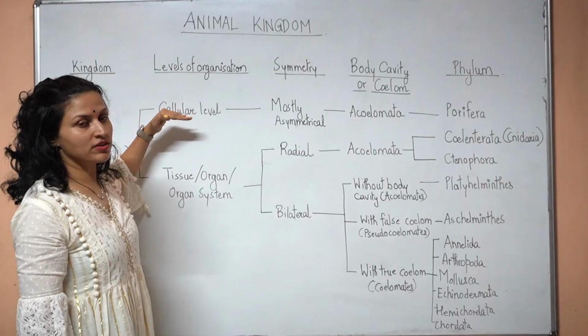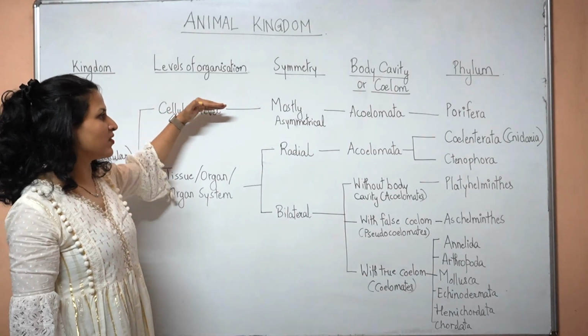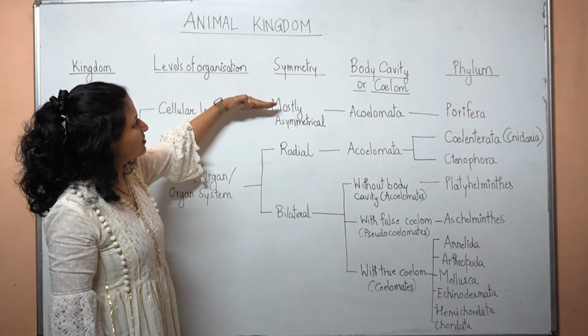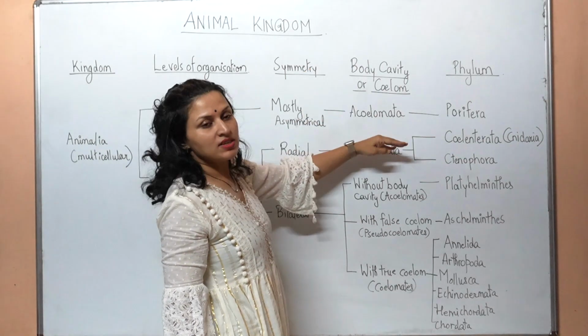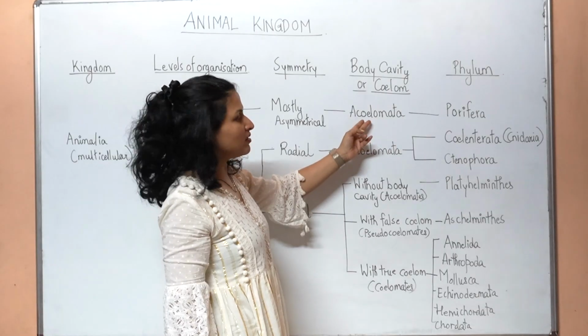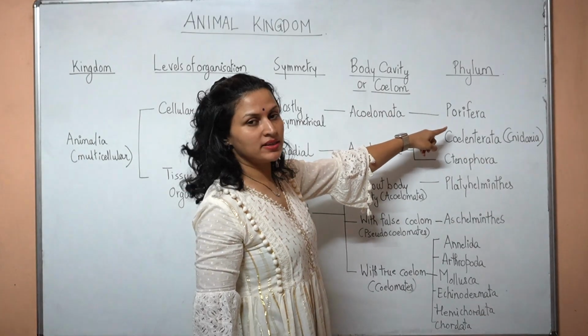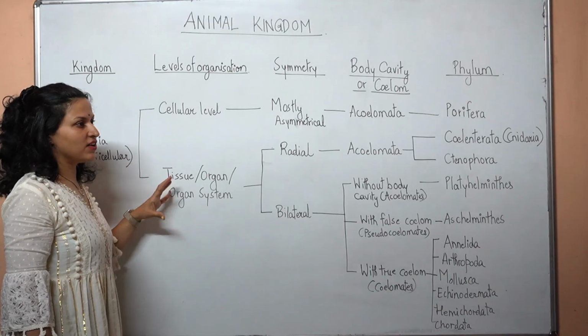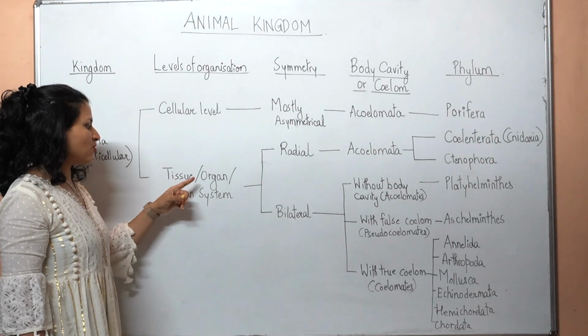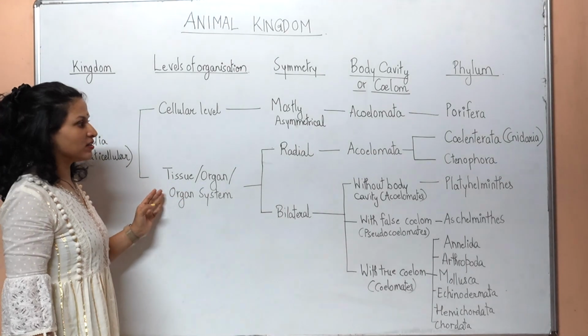In cellular level organization there is just one phylum, that is Phylum Porifera, and you see that the symmetry is mostly asymmetric in poriferans. Body cavity or coelom is absent. They are acoelomates. Only one phylum in that category, that is Phylum Porifera. All the other phyla are classified in the second group, that is tissue, organ or organ system level organization.